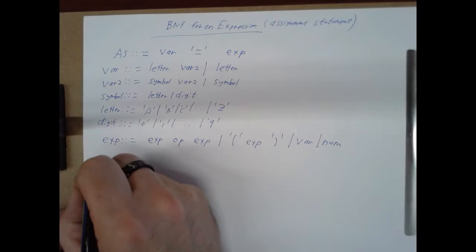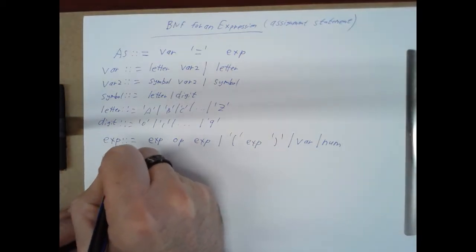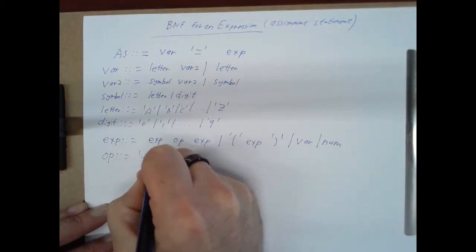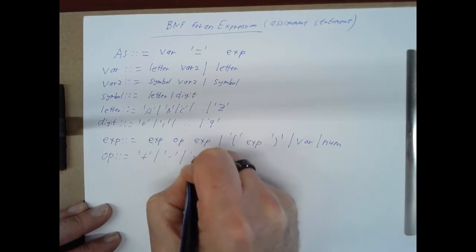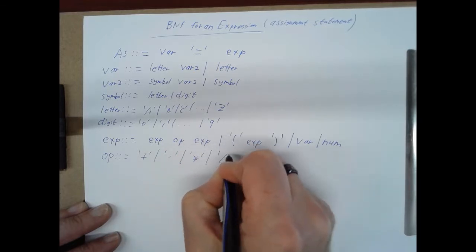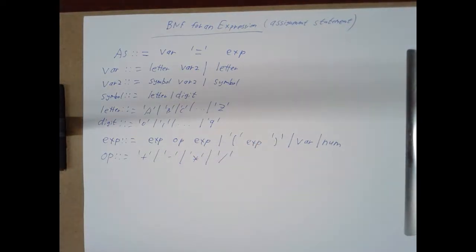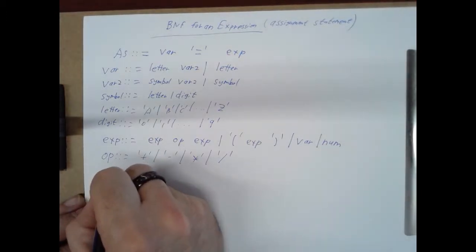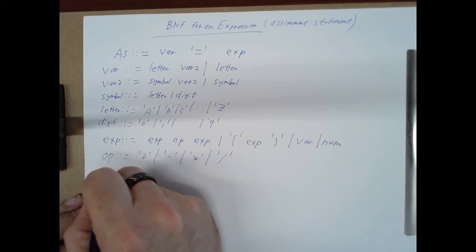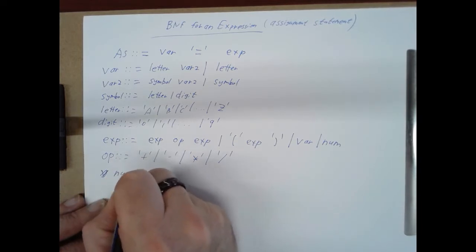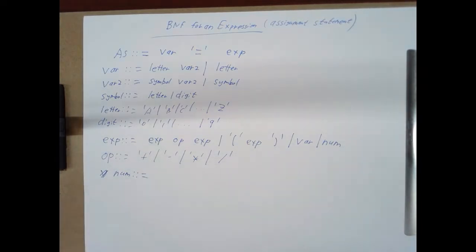All right, well, what's an operator? So we'll just do plus, minus, times, divide. And a variable we've already described. So what could we do for a number?